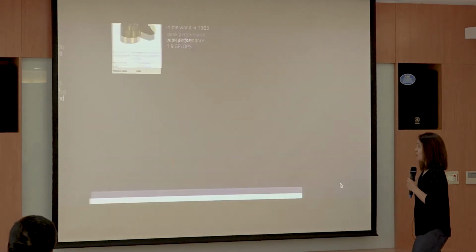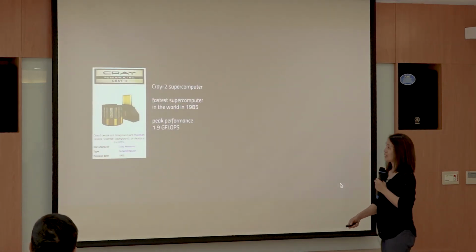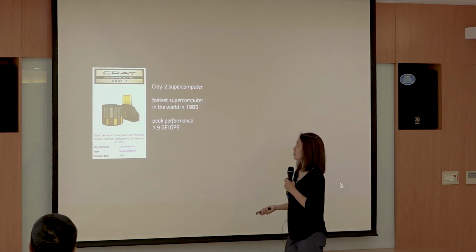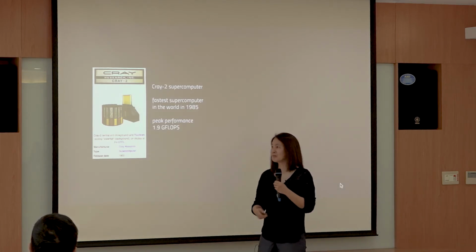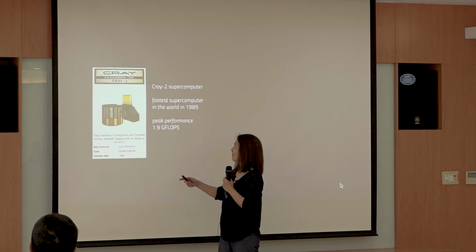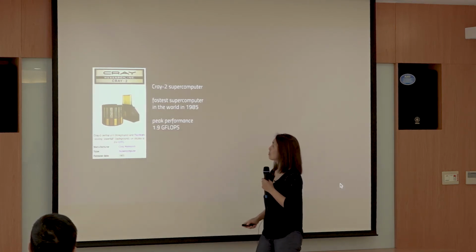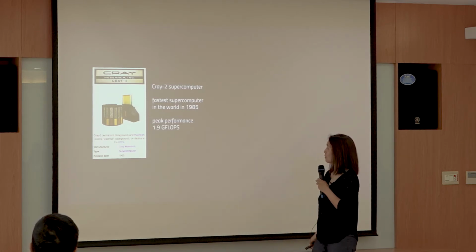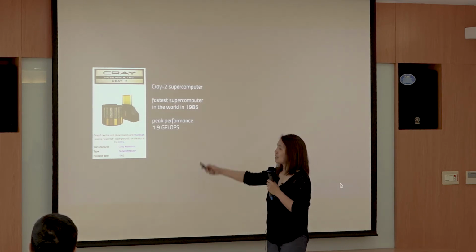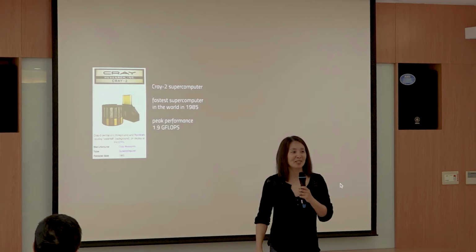So we are able to use the supercomputer to do that. And sometimes people ask me, why do you use a supercomputer? Okay, first of all, it's just fun. And then second of all, computers evolve really fast. So this is the Cray 2 supercomputer. It was the fastest supercomputer in the world in 1985. I don't know how many of you remember 1985.